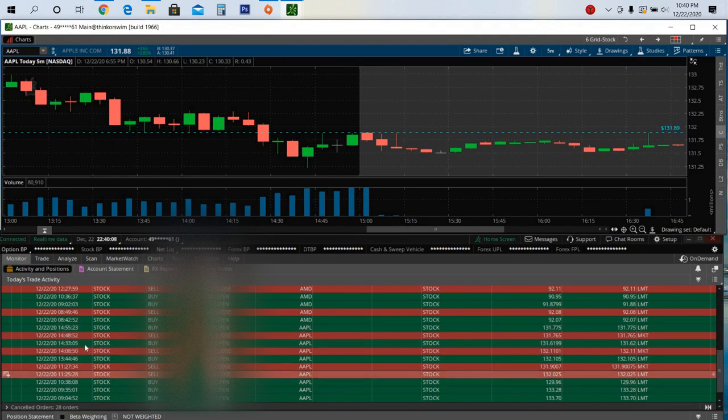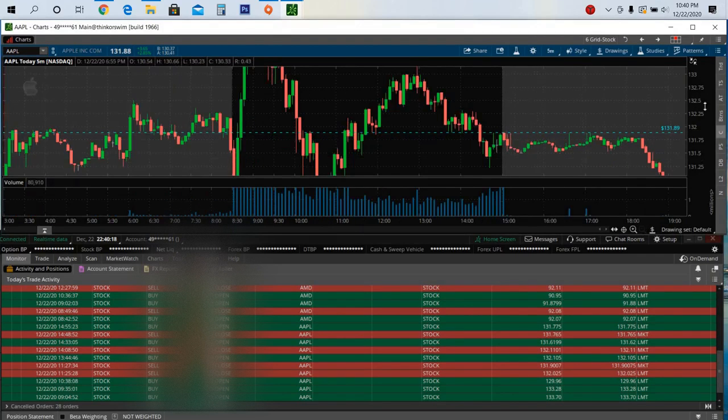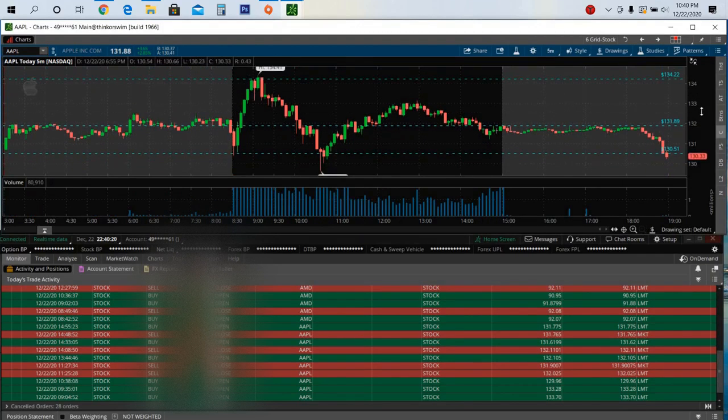So overall it was not a good trade. Like I said, I've never traded Apple before. This is the first time, so I was kind of unfamiliar with how it behaves. But let's move on.